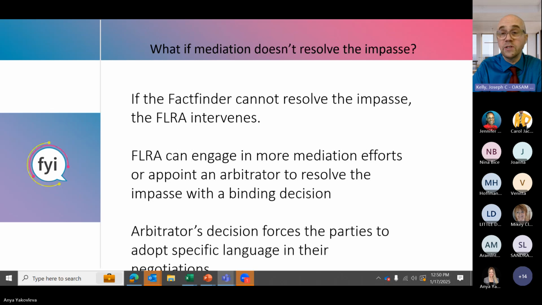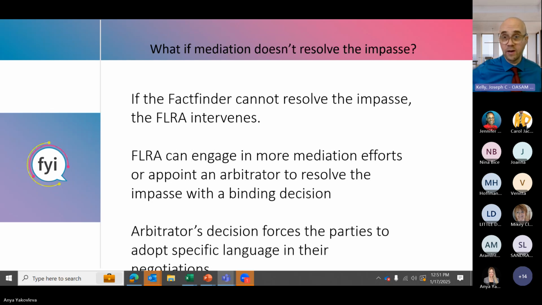So the arbitrator's decision forces the parties in a bargaining impasse to adopt specific language in their agreements. Even though the arbitrator forces the language on them, the parties don't have any say. They've lost control over the outcome, and they must adopt the language that the arbitrator decides is appropriate. And that language is then considered to be agreed upon.